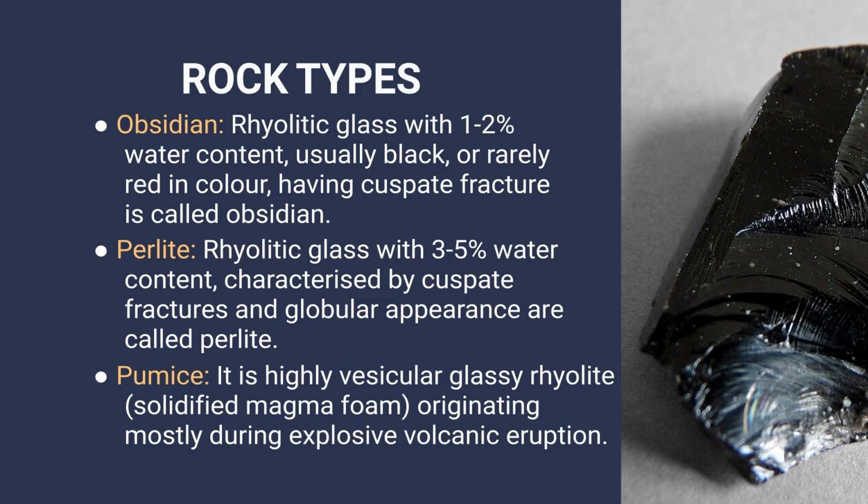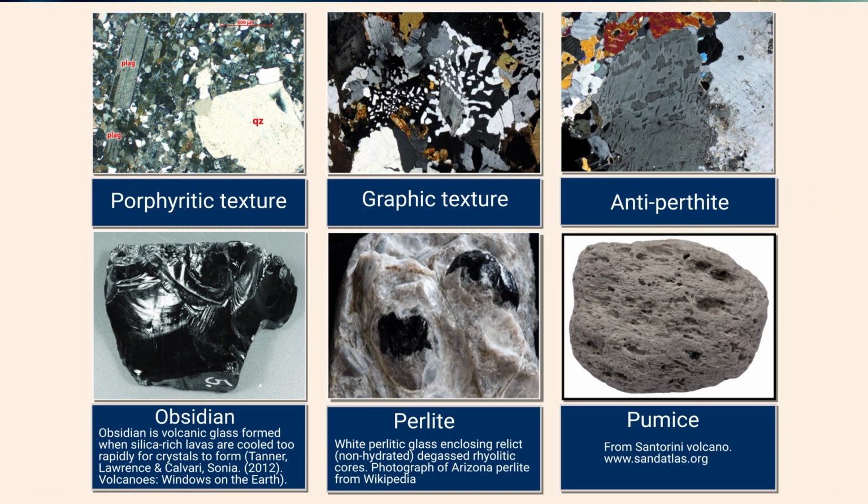Then we have the pumice. It is the highly vesicular glassy rhyolite, solidified magma foam basically, and this originates mostly during explosive volcanic eruption. Rhyolitic magmas are known to have a high viscosity, as a result of which whenever there is rhyolitic volcanism, it is usually a very explosive type of volcanism. So, these are the different varieties of rhyolites.